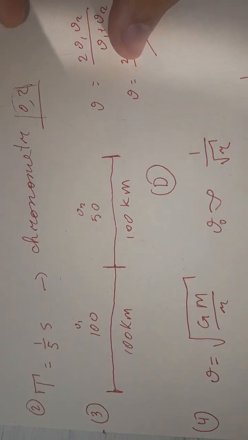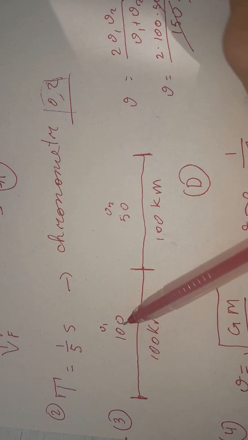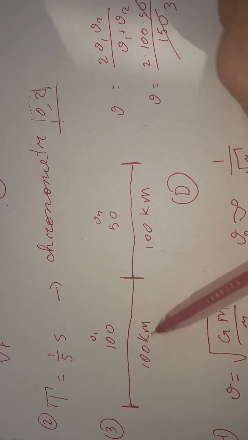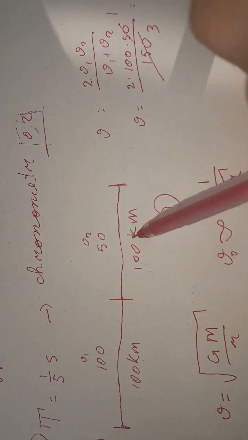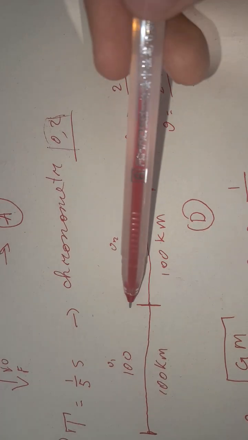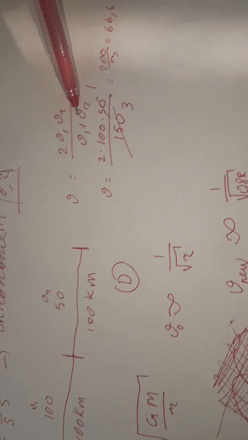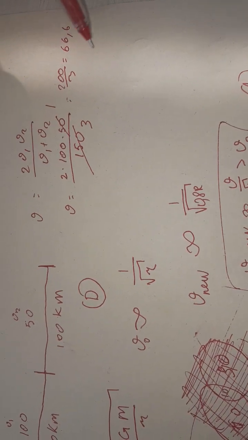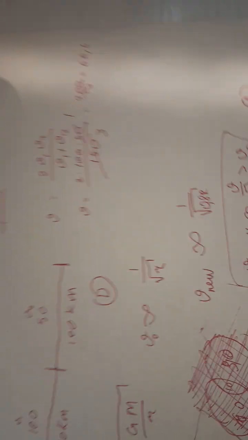So the third question says that the first 100 kilometers by this speed, the second 100 kilometers by this speed. So to find the average speed, we are dividing the length by the time in this formula, just putting numbers, getting this. This was the average speed.